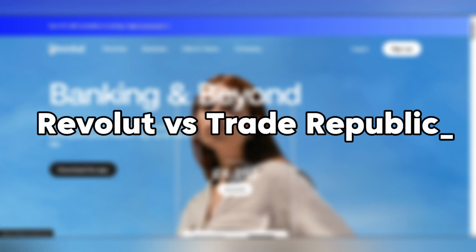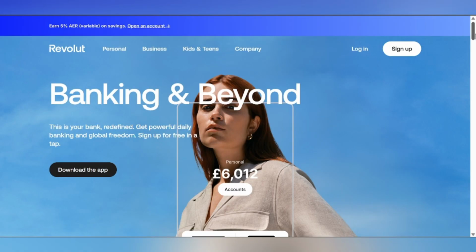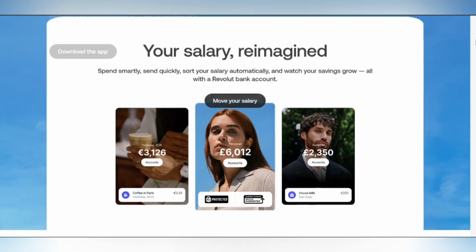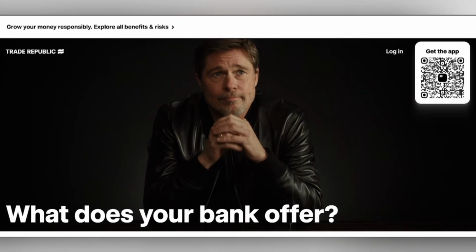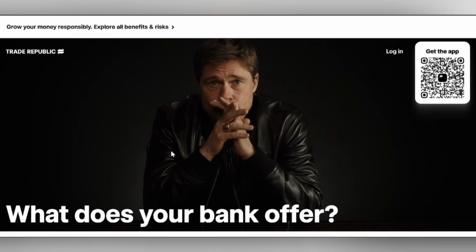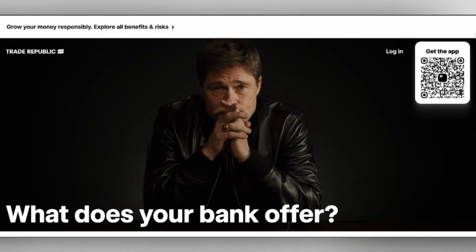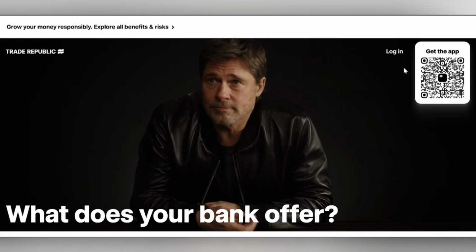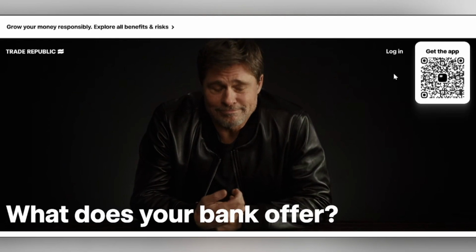Revolut and Trade Republic are two financial apps with different primary purposes. Revolut is an all-in-one money app for daily spending, international transfers, and budgeting. Trade Republic is a focused investment platform for building long-term wealth through stocks and ETFs. This comparison outlines their key differences and ideal use cases.